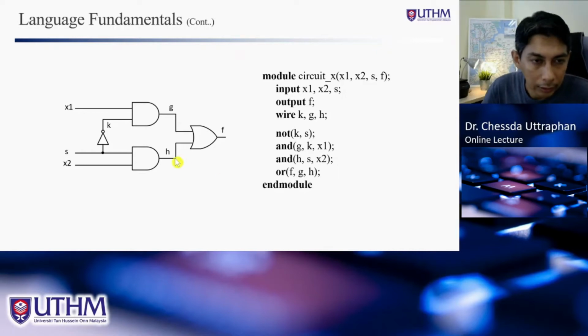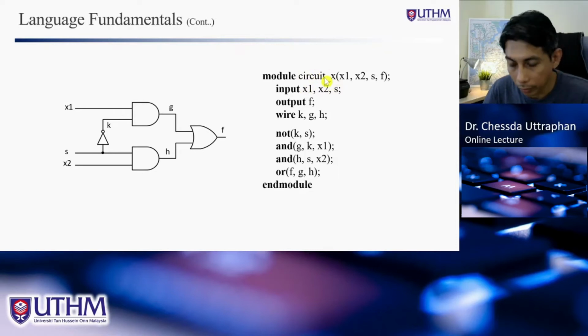How to do that? We can use what we call gate instantiation, where we use the library gates AND, OR, NOT. This is the internal library of Verilog, that we can use straight away. So in this case, we have a module and the name is circuit X here. The name of the circuit can be any name, depending on your design.